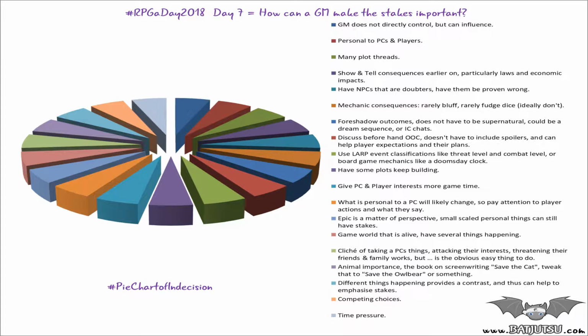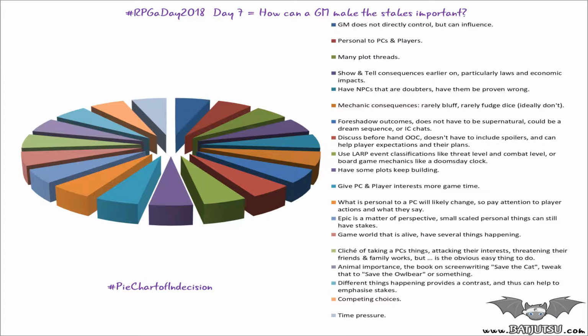Have mechanical consequences. You want to be rarely bluffing players in regards to fudging dice. I mean, ideally, you shouldn't need to fudge dice, but as we know, there are always exceptions, so it depends on the playing style. Foreshadow outcomes. This doesn't have to be supernatural. This could be a dream sequence, or even an in-character chat.